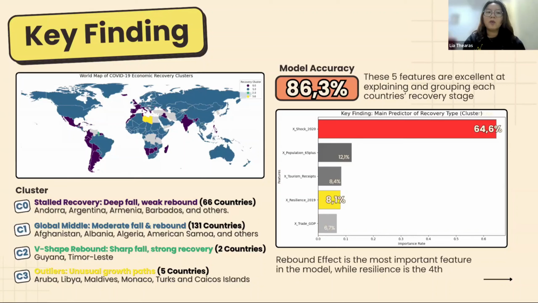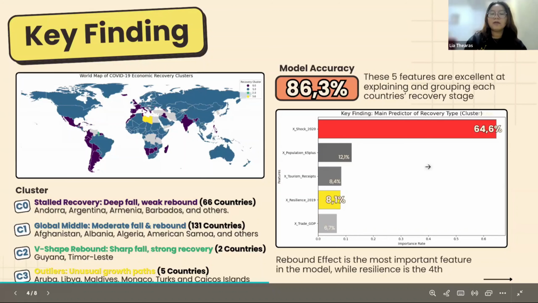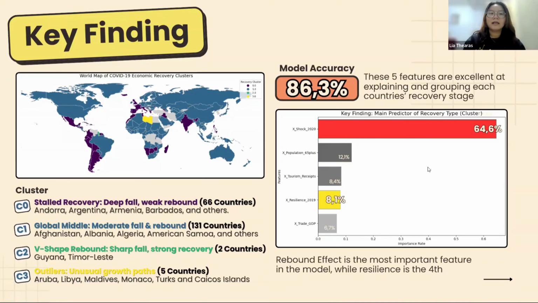The second one is Global Middle Cluster with moderate fall and rebound, 131 countries, including Afghanistan, Albania, Algeria, American Samoa, and other countries. The third one is V-shaped rebound with sharp fall but also strong recovery with only 2 countries inside, Guyana and Timor-Leste. The last one is outliers or countries with unusual growth paths with 5 countries: Aruba, Libya, Maldives, Monaco, Turks and Caicos Islands.